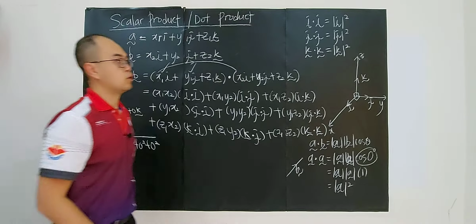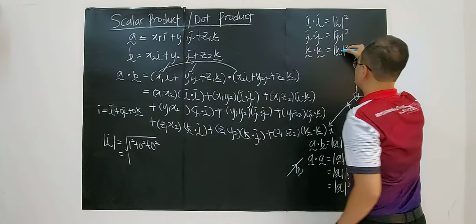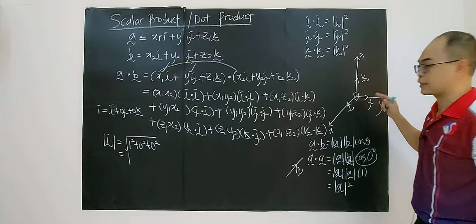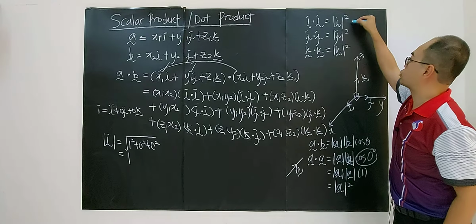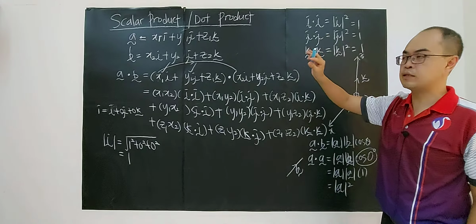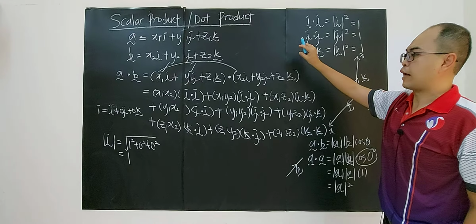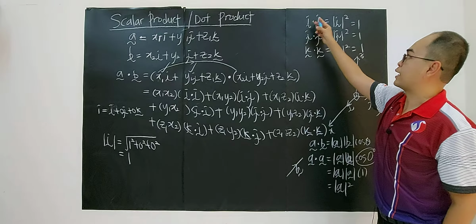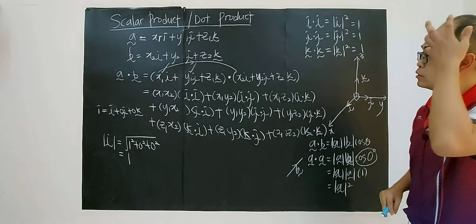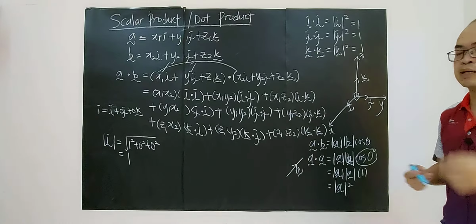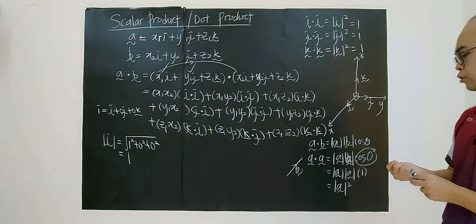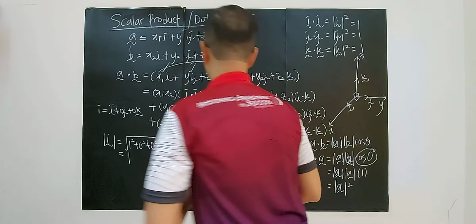The same also for magnitude of j and magnitude of k, all of them give you 1, because they are unit vectors. So you're getting 1, 1 squared is 1. Very easy. As a student, I just memorize: i dot i is 1, j dot j is 1, k dot k is 1. So it's an easy way for us. As knowledge, this is the process. And how about i dot j and j dot k?